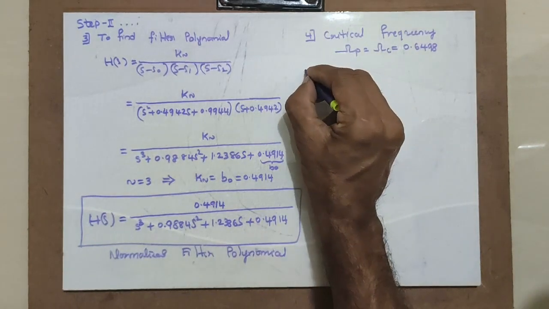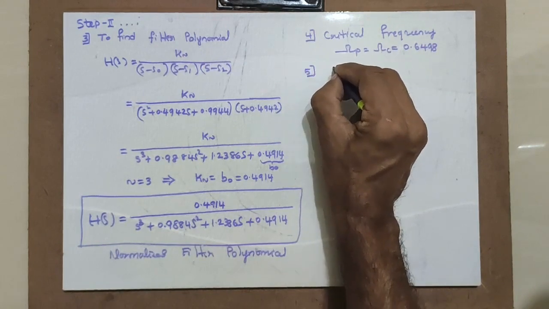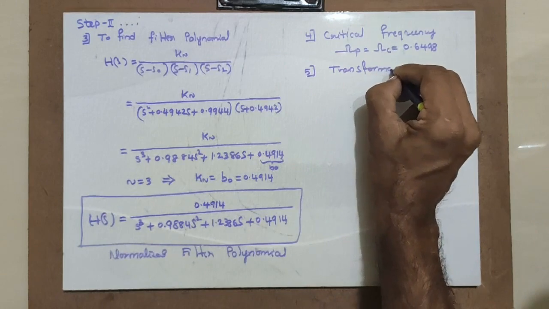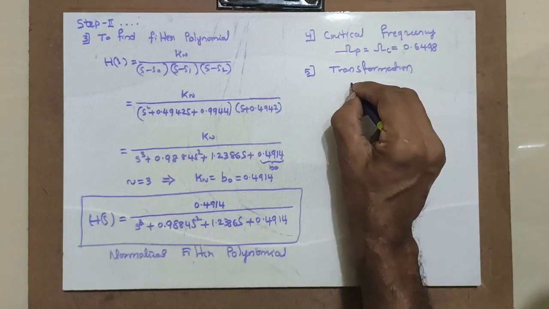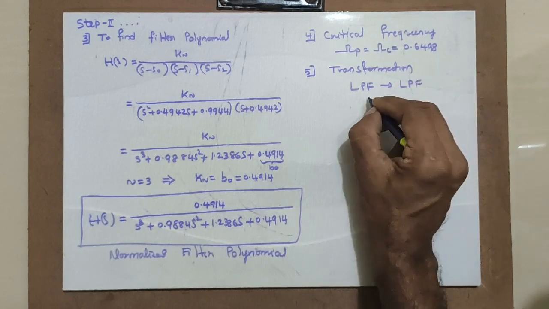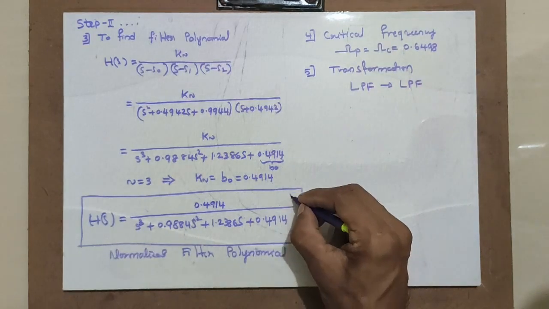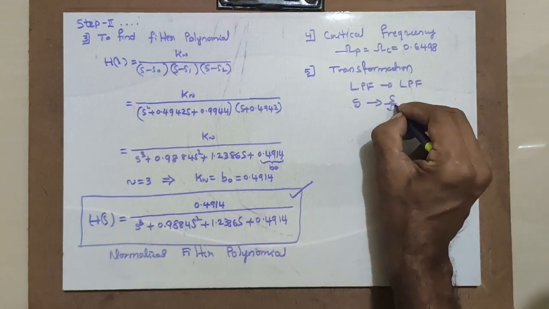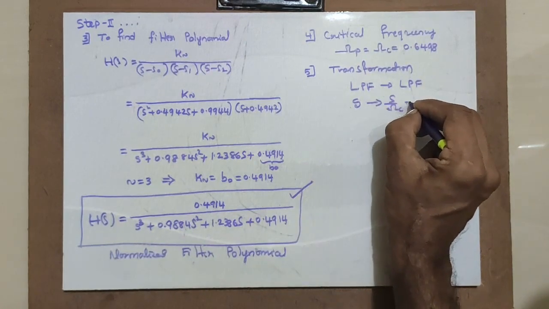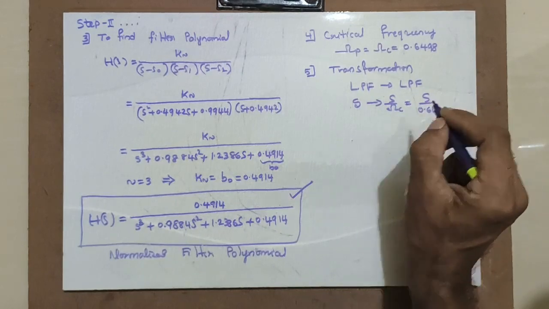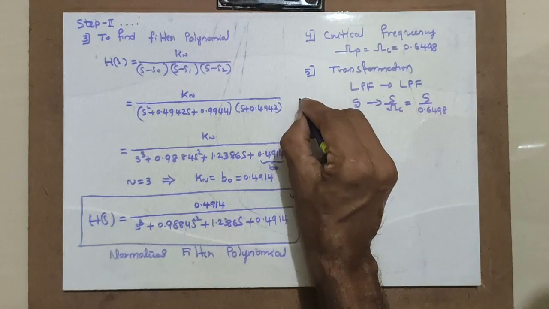Hence, what is the fifth step? The fifth step is transformation. What transformation do I want at this step? Low pass filter to low pass filter transformation. That means in this equation, wherever s is there, you have to replace it by s by omega c, that is equal to s by 0.6498.